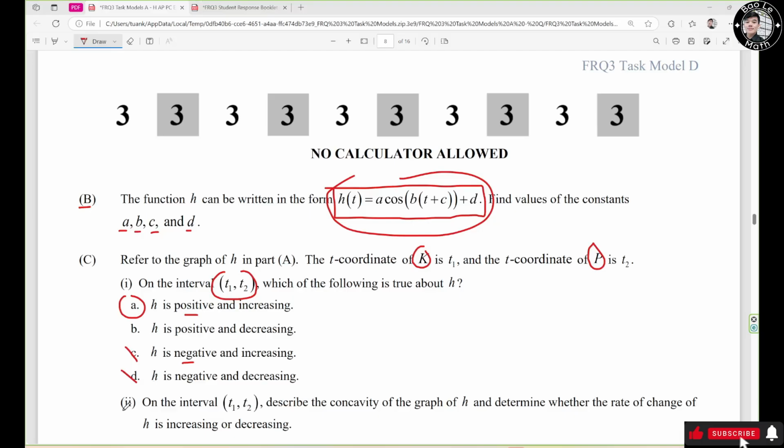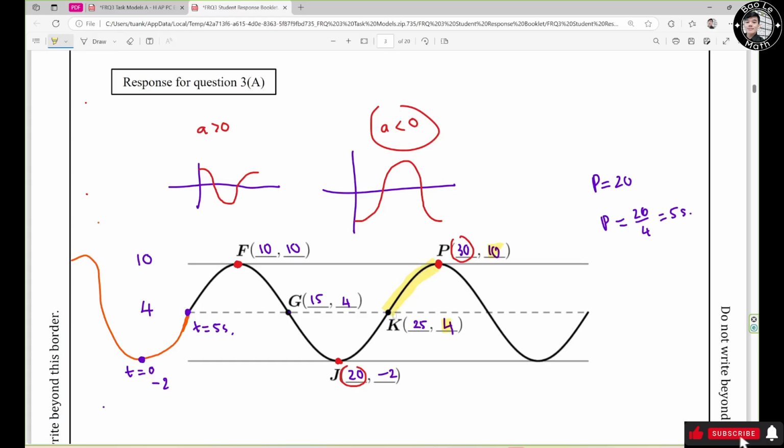Now, let's move on to this question. We need to describe the concavity of the function h and the rate of change within this interval, right? Now, within this interval, the graph of the function is concave down, right? And the rate of change of the function should be decreasing, right? Because the function is concave down, right?